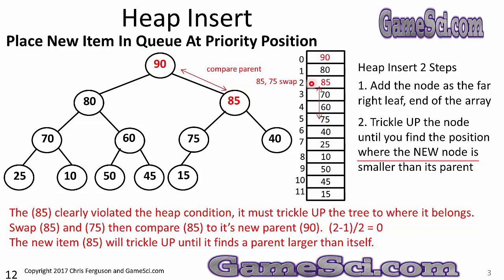85 is now in position 2. 2 minus 1 divided by 2 equals 0. Compare 85 to the value in position 0 of the array. The new item 85 will trickle up until it finds a parent larger than itself.